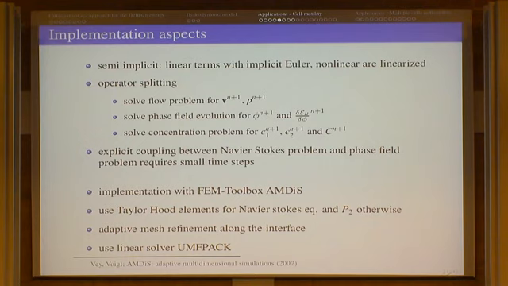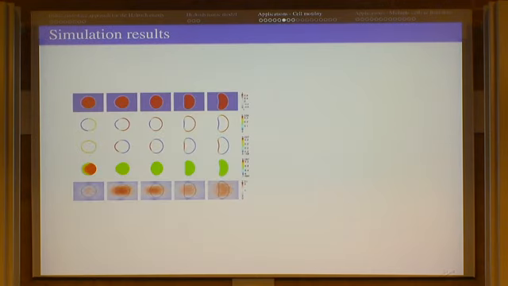But we use an operator splitting approach. That means we first solve the Navier-Stokes equation, update the velocity field, plug it into our phase field equation, and solve the phase field equation. This is then inserted for the calculation of the concentrations. And of course, we use adaptive mesh refinement along the interface and the linear solver UMFPACK. And what we get here are first results.